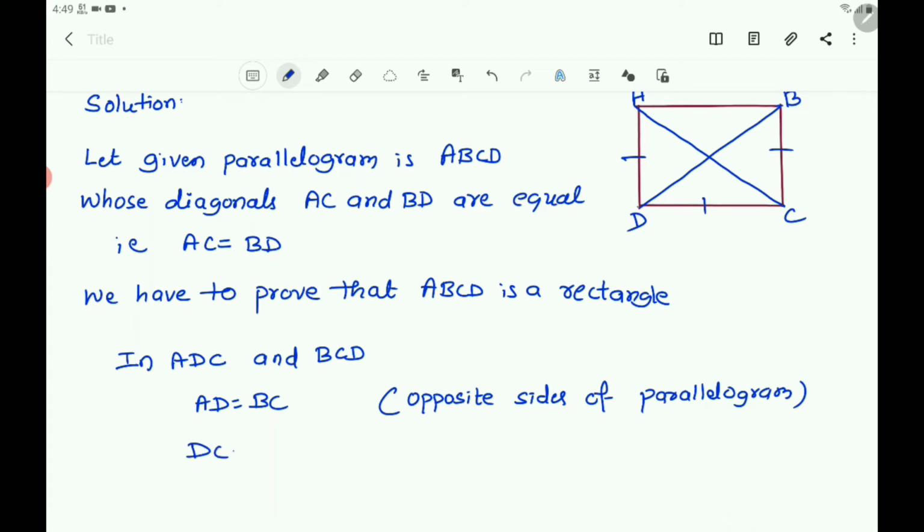That is the side of both the triangles. DC equals DC, that is the common side of both the triangles. Common in both triangles. That is the side of both triangle ADC and triangle BCD. Here this is the side of this whole triangle and also this whole triangle. So that is the common side.